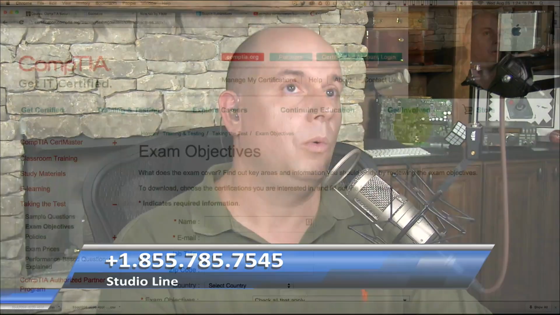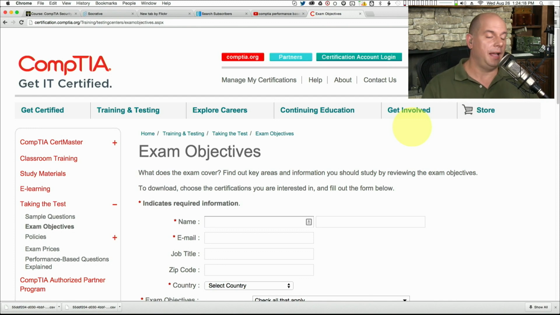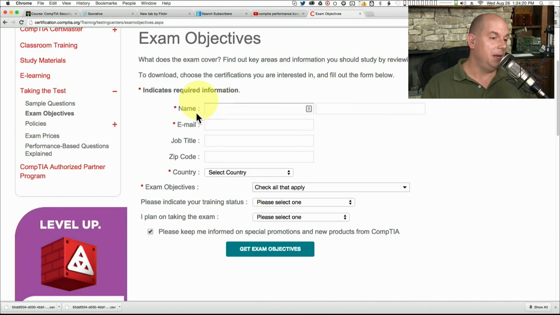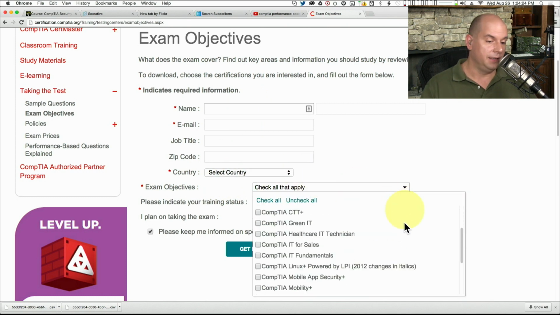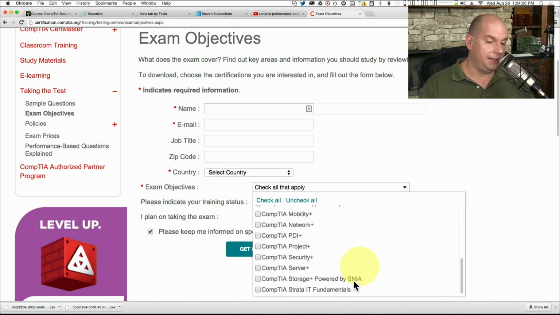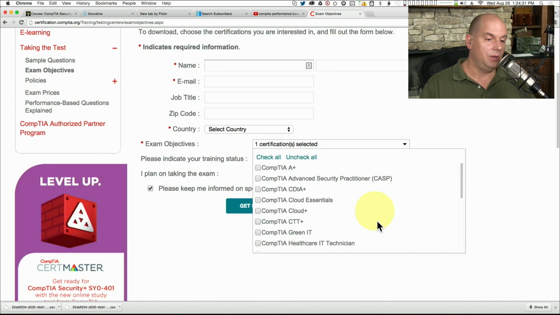So I am going to take you to a link, professormesser.com/objectives, which all it does is redirect you over to the CompTIA website. And you will be presented with this screen. It's going to ask you to put in, at a minimum, your name, your email, and the exam objectives that you want. Go to this page and download the exam objectives. There's Security Plus.